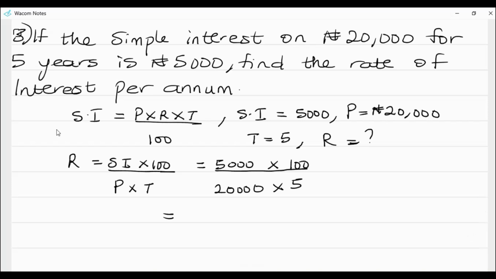So if we solve this right here, the 0 is going to cancel out the 0, the 0 is going to cancel out the 0, and we have 5 times 100, which is going to give us 500, over 20 times 5, which is going to give us 100. Dividing this, we know that R is equal to 5%. Okay, so we have been able to find the rate. The rate of this question is 5%. Let's take a look at another example.